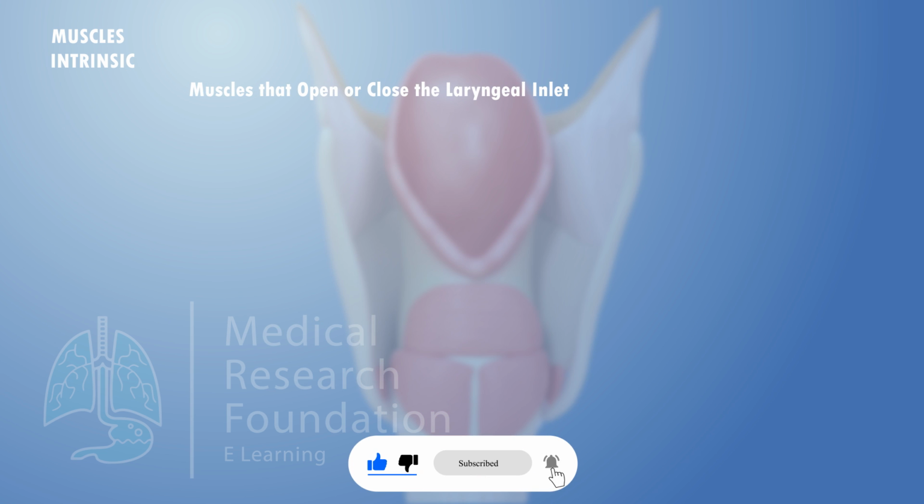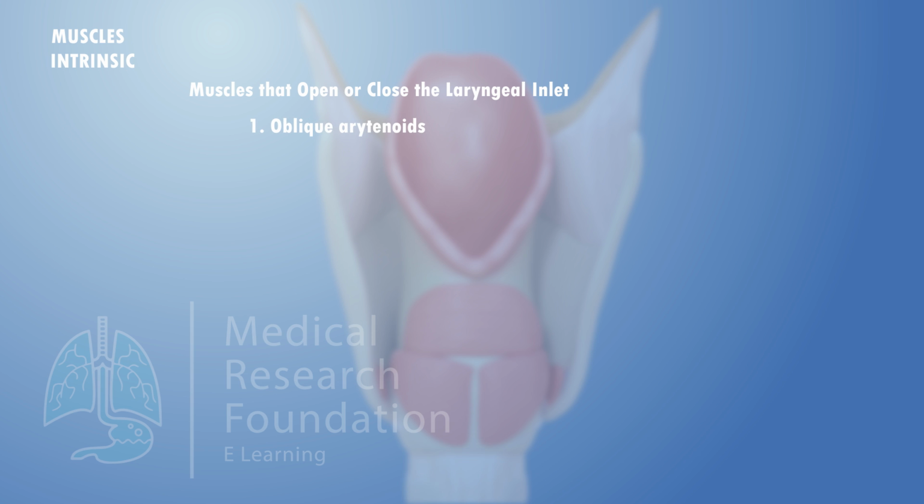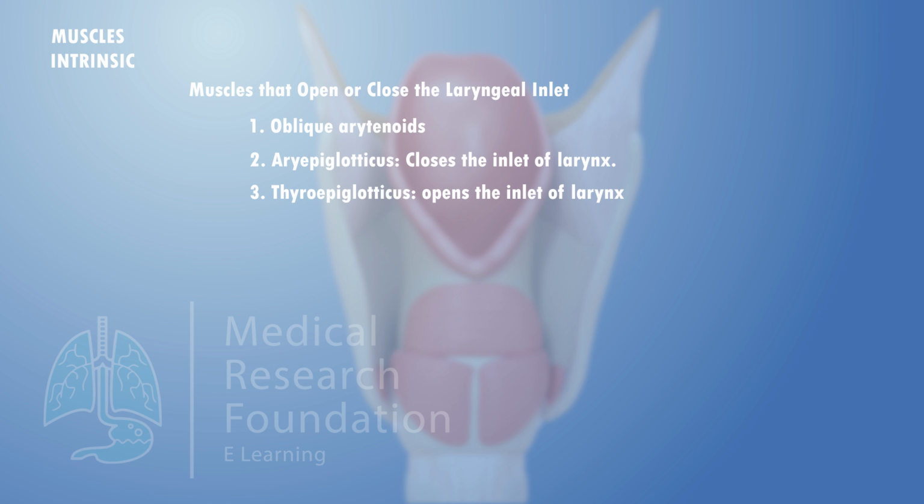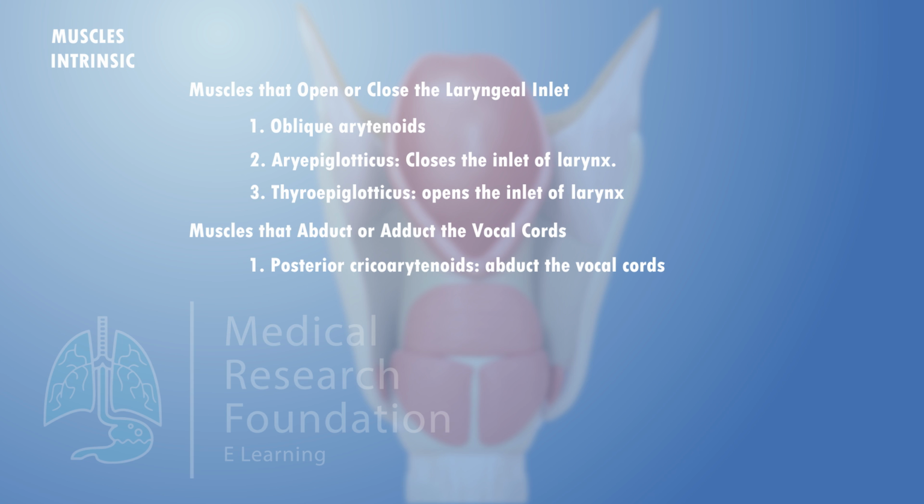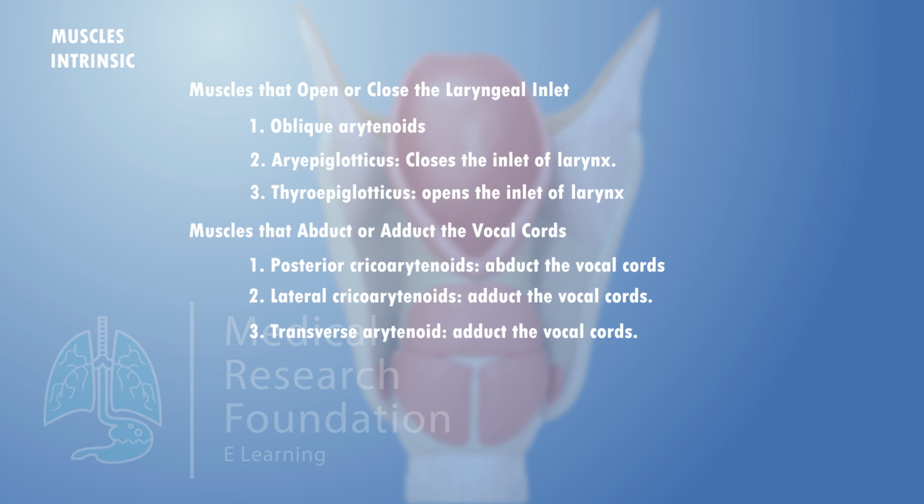Muscles that open or close the laryngeal inlet: oblique arytenoids. Ari epiglotticus closes the inlet of larynx. Thyroepiglotticus opens the inlet of larynx. Muscles that abduct or adduct the vocal cords: posterior cricoarytenoids abduct the vocal cords. Lateral cricoarytenoids adduct the vocal cords. Transverse arytenoid adduct the vocal cords.